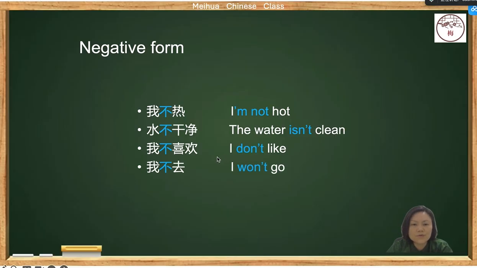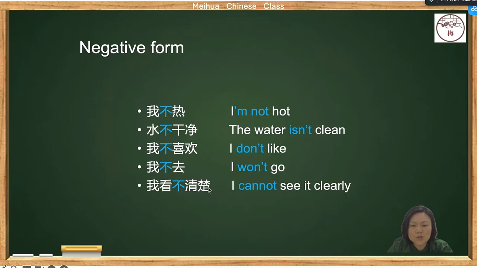The next one, 我不去. 去 is also a verb. It means go. 我不去. I not go. Here, 我不去 is more like a future tense. So accordingly, we should use the helping verb of a future form. I won't go, right? I will not go. I won't go.